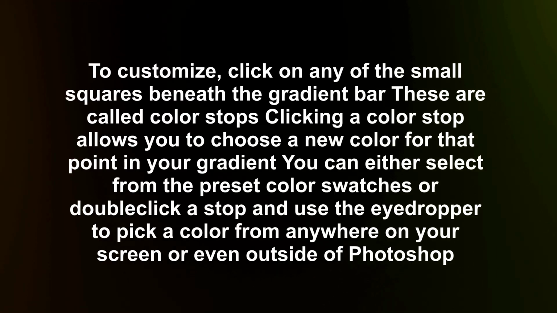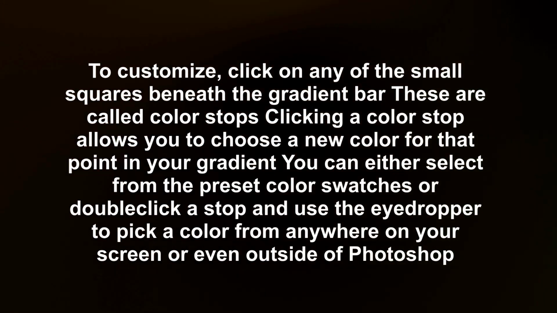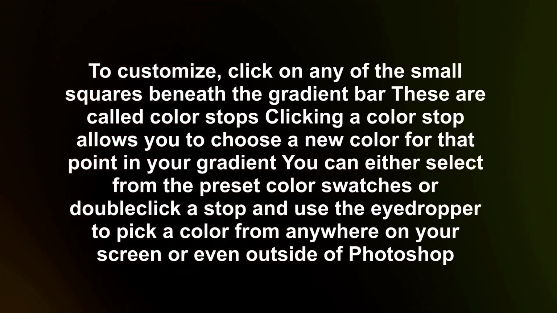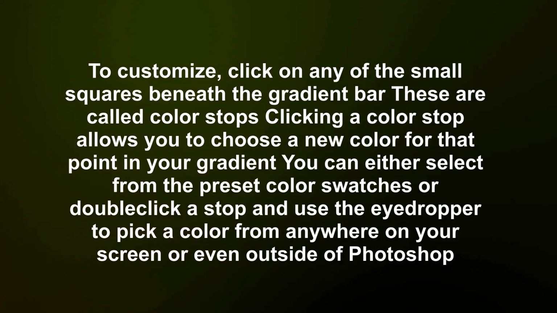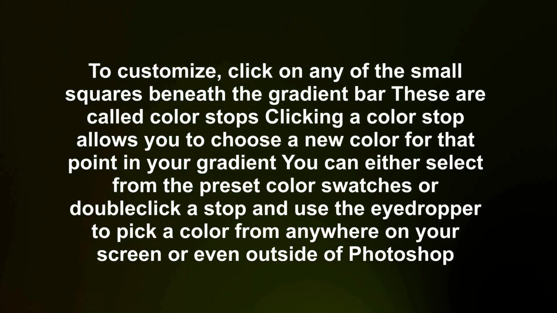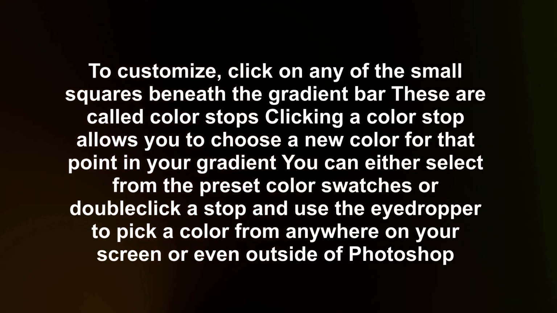To customize, click on any of the small squares beneath the gradient bar. These are called color stops. Clicking a color stop allows you to choose a new color for that point in your gradient. You can either select from the preset color swatches or double-click a stop and use the eyedropper to pick a color from anywhere on your screen or even outside of Photoshop.